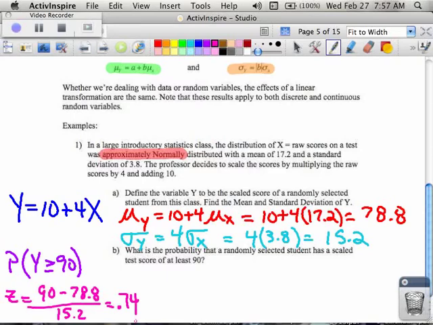And so then the actual statement of what I want here could be translated to say that I'm looking for the probability that my z-score is going to be greater than or equal to 0.74. And we can do this on our calculator using the normal CDF, where you do normal CDF 0.74 comma 99, because we're talking about standard deviations. And then when I get that, hopefully you get something like 0.2296.